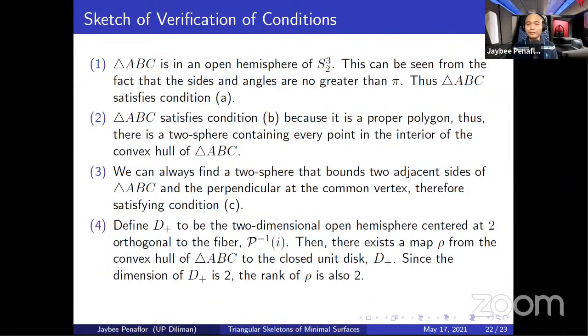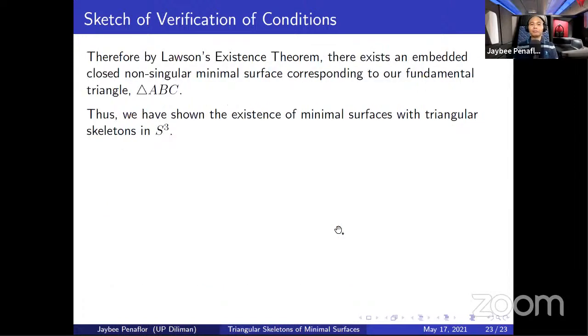Now, since the dimension of D plus is 2, the rank of rho is also 2. And therefore, by Lawson's existence theorem, we can say that there exists an embedded closed non-singular minimal surface corresponding to our fundamental triangle, triangle ABC. Thus, we have shown the existence of minimal surfaces with triangle skeletons in S3. Again, the procedure is just for the reflection group, or using the reflection group D.